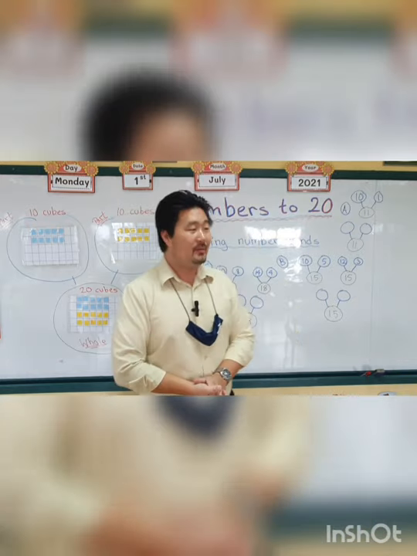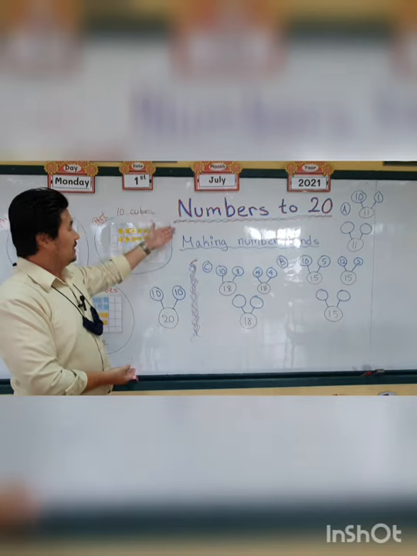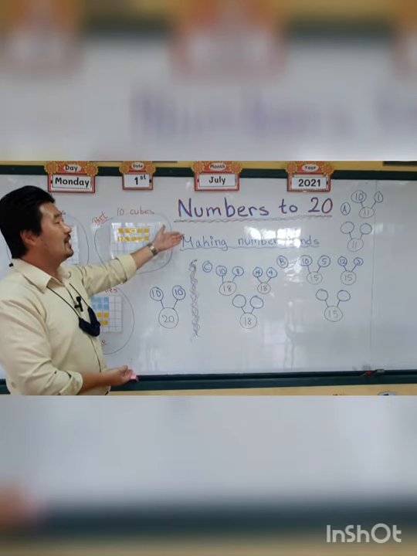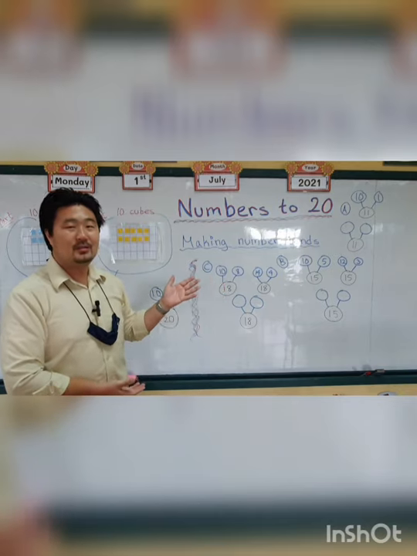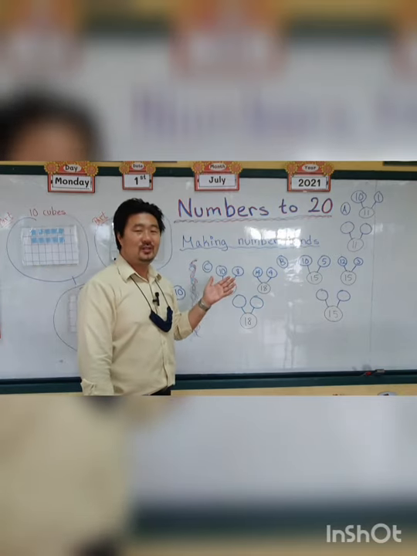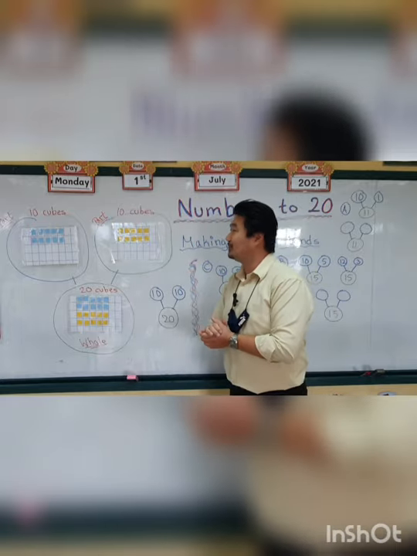So, in this video clip, we are going to continue with numbers to 20, but we're going to look into making number bonds. You do remember a little bit about number bonds from previous units, right? So let's start over here, alright?